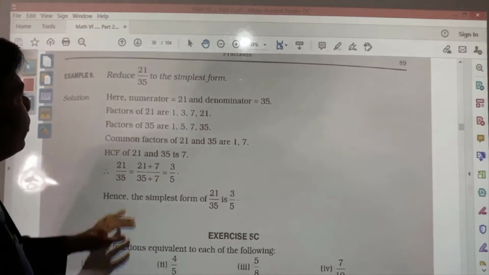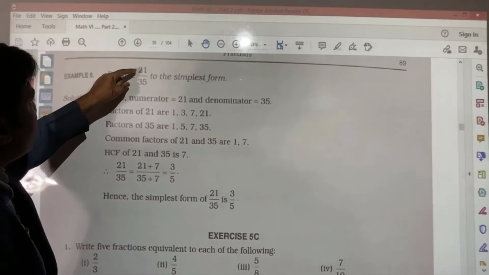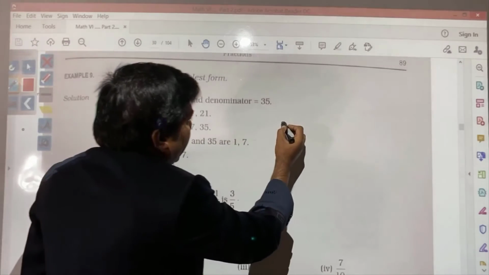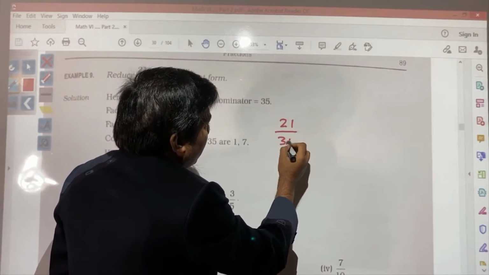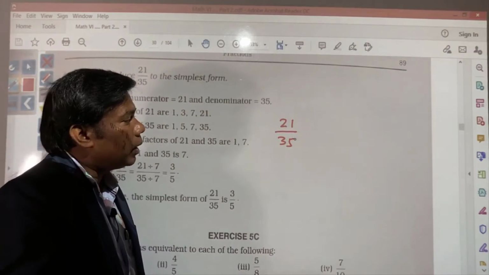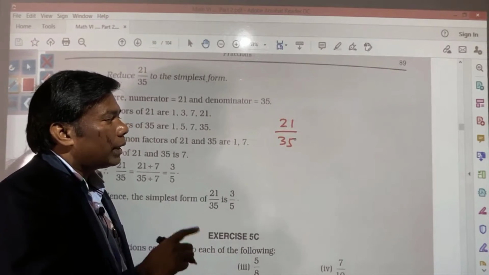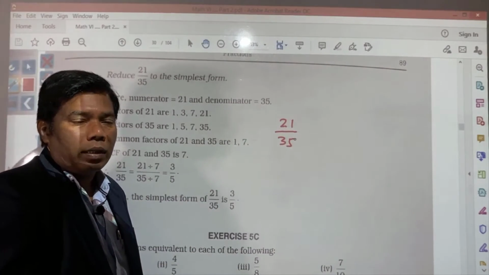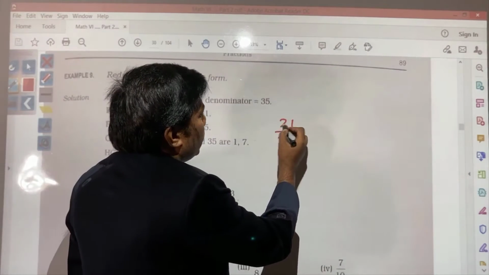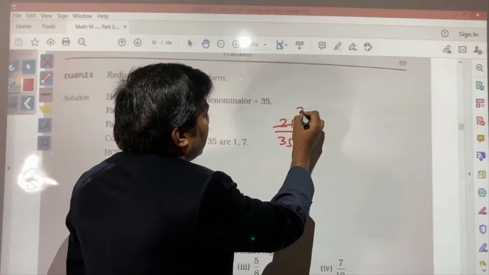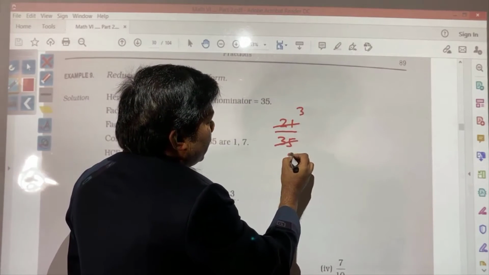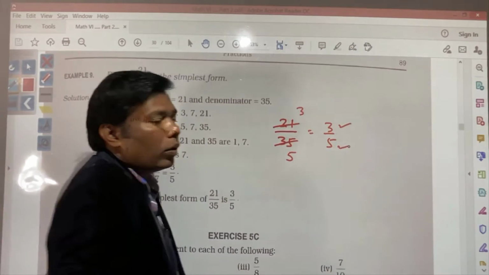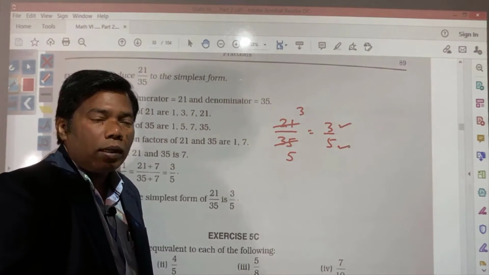Reduce 21 by 35 to the simplest form. What is needed to be done? Just see, they can be factorized. Or simply if you know cancellation, you can cancel. If you see both numerator and denominator are in the multiplication table of the same number, both can be cancelled. So see, 7 threes are 21 and 7 fives are 35. What have you got? 3 by 5. Now between 3 and 5, no common factor you have other than 1.